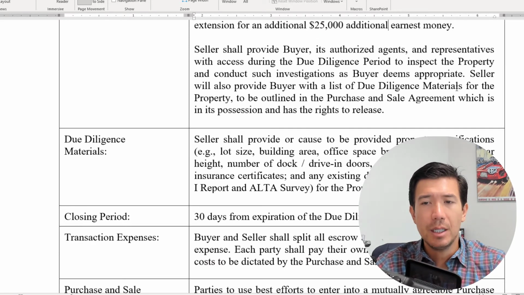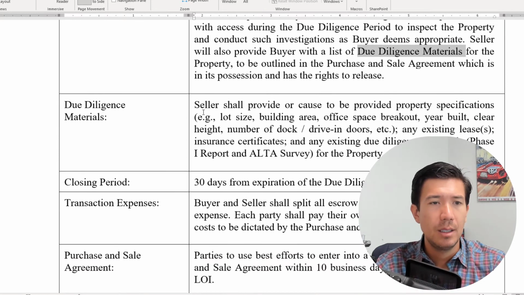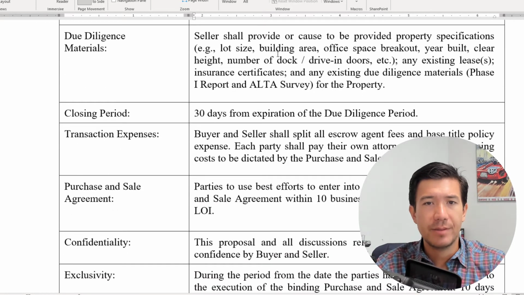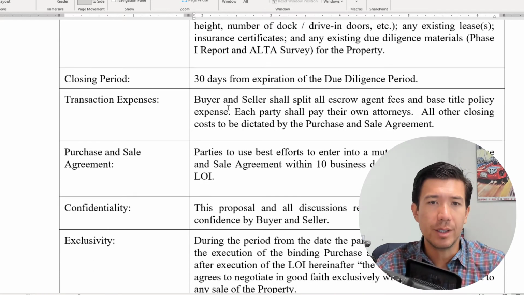Due diligence. You should have a list of due diligence materials. Again, it's going to depend on your deal. I can attach one as well. Drive in, dock high. Again, you just want to confirm everything that you've kind of done your research on and hear it from the seller and see the quality of their documents.